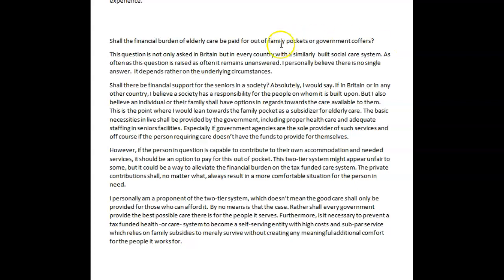And then this was, I mean, it was nice. I liked it. It was a little challenging to read. As often as this question is raised, as often it remains unanswered. It's nice. It's a little unnatural, but whatever, it's fine.